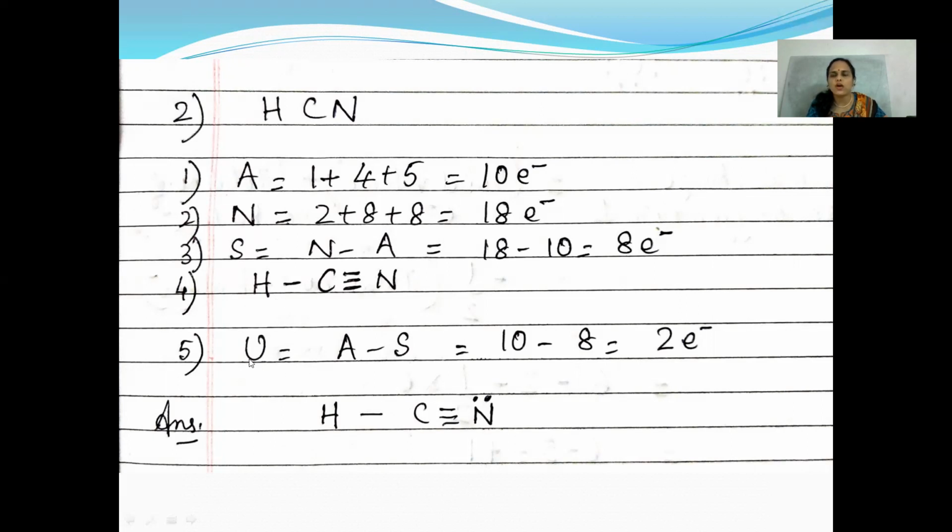You also need to show the unshared pair of electrons, U. U equals A minus S, that is 10 minus 8 equals 2 electrons. So we draw the structure of HCN, and these 2 electrons, the unshared pair, are present on nitrogen because hydrogen has completed its duplet, carbon also has completed its octet, and nitrogen needs to complete its octet. So we put the unshared pair of electrons on the nitrogen atom. So this is how we'll draw the HCN molecule. Hope it's clear.